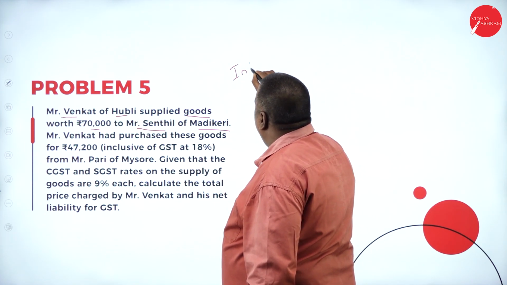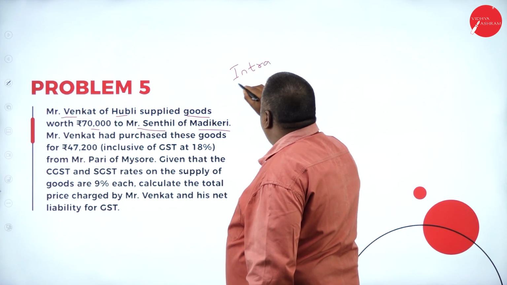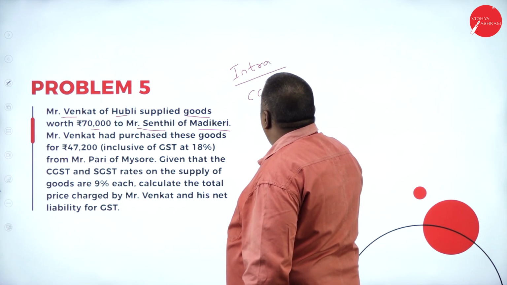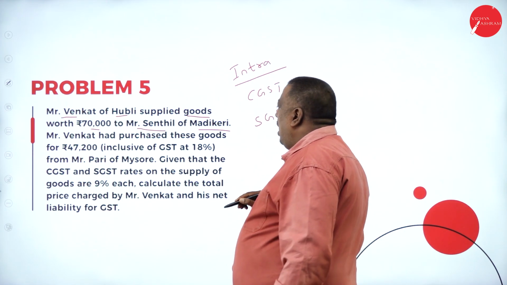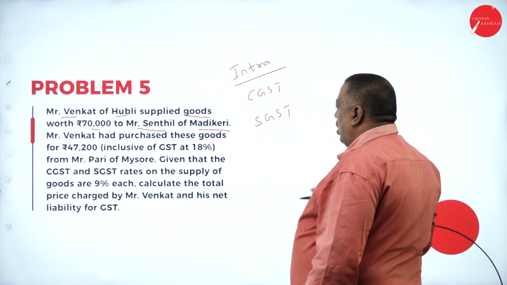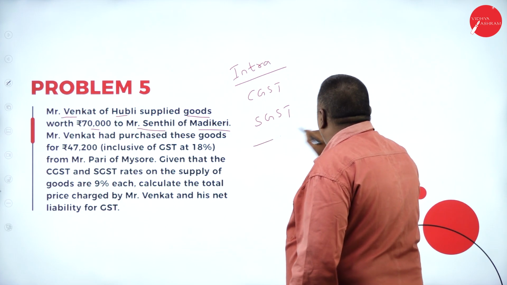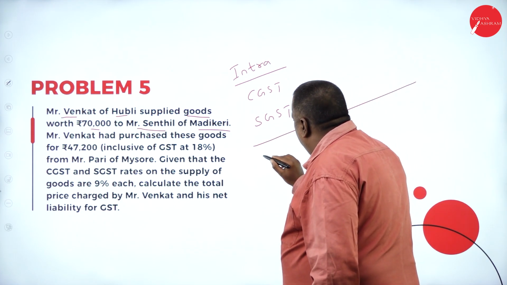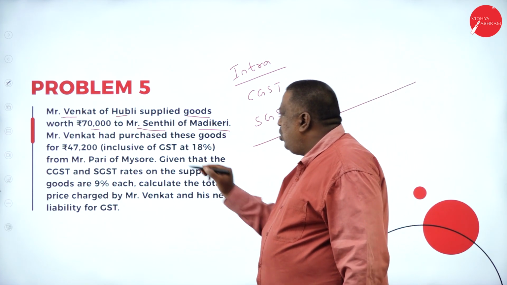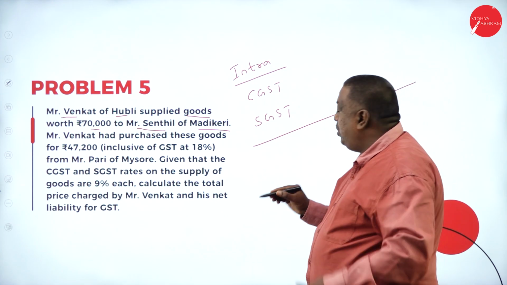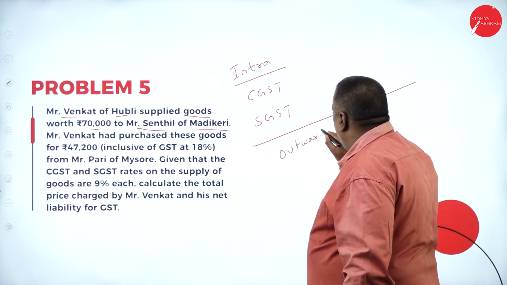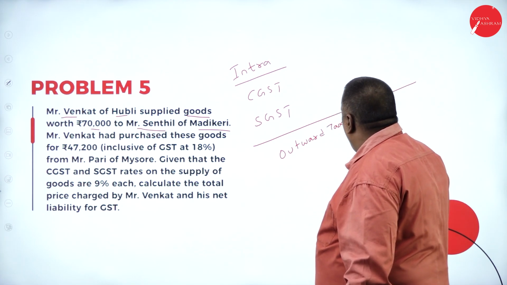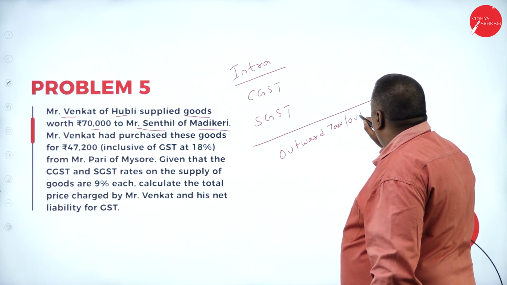So it is called intra. Intra means CGST and SGST. Now, here we have two concepts. So what is that concept we have here? When I'm selling the goods and I collect the tax, we are going to call it outward tax, or output tax.